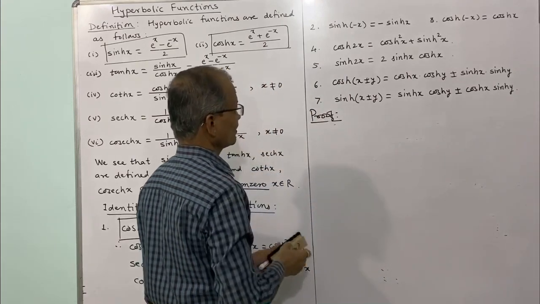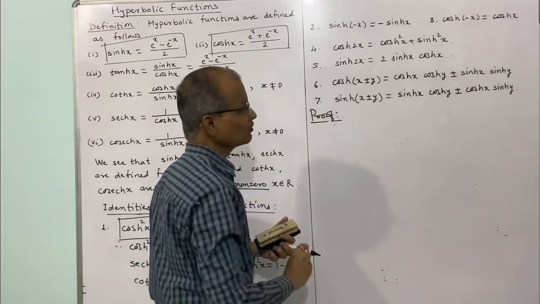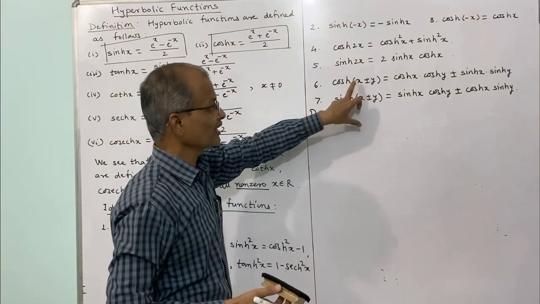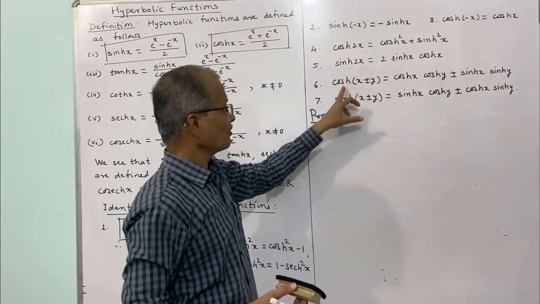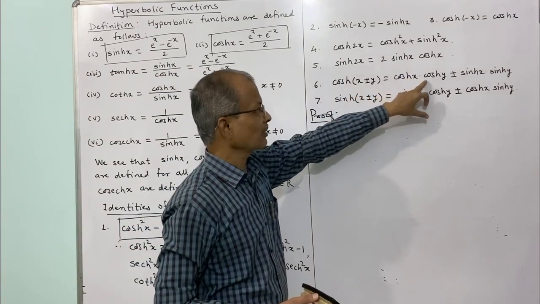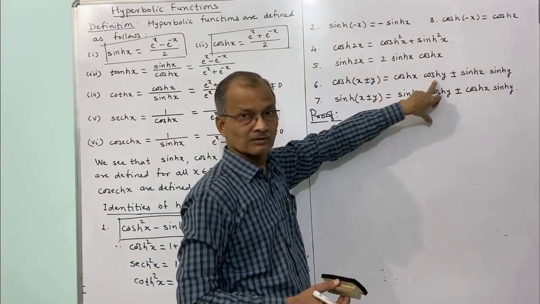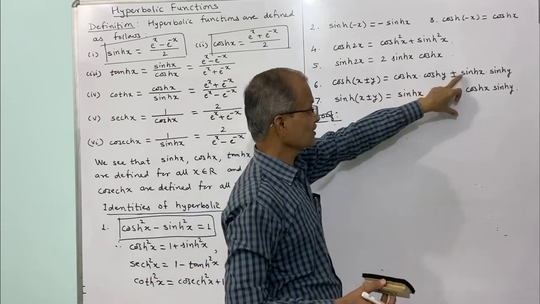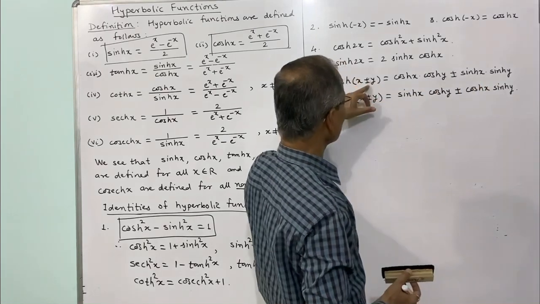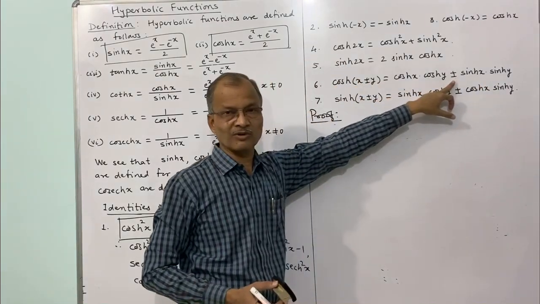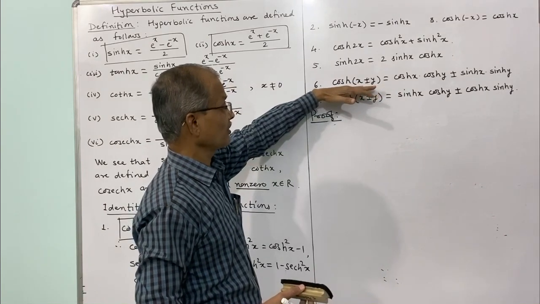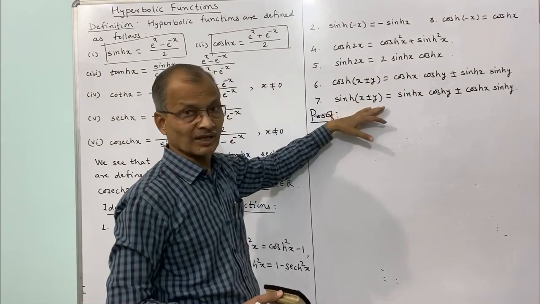Now, for one of these, here the two results are combined, 6 and 7. If there is a plus sign, we get one formula: hyperbolic cos of x plus y is equal to hyperbolic cos x into hyperbolic cos y plus hyperbolic sin x into hyperbolic sin y. And if there is a minus sign, the corresponding sign will be minus. That is for hyperbolic cos, and similarly for hyperbolic sin.